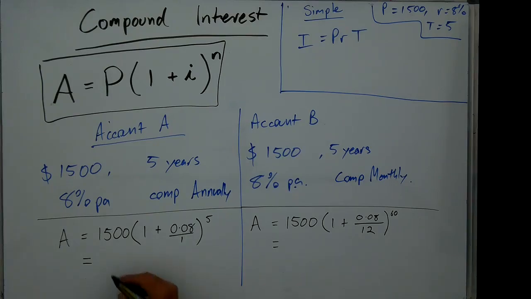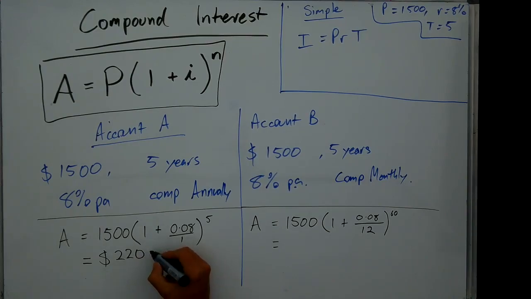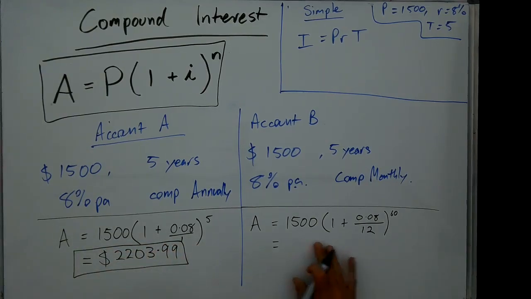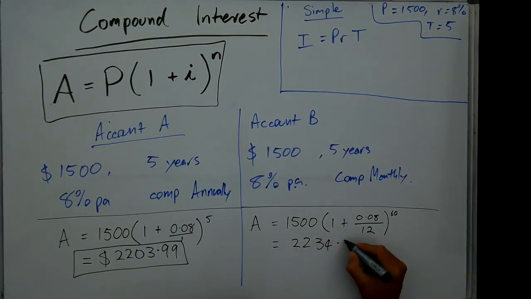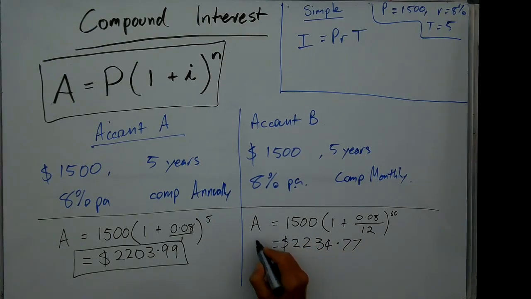So in this account, we end up with $2,203.99. Wasn't too hard. In this one, 0.08 divided by 12 plus 1, to the power of 60, and multiplied by 500, we end up with 2,234.77.